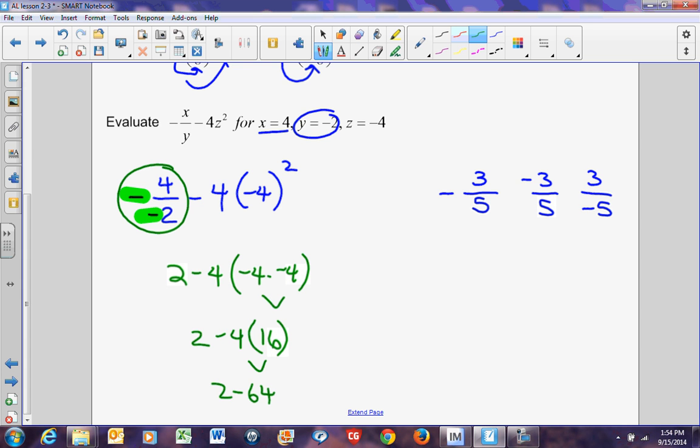2 minus 64, and we do know how to add and subtract positive and negative numbers. That ends up being negative 62. So you need to be careful to make sure that you understand that as soon as a fraction has one negative sign, it's negative. If it has 2 negative signs, it is indeed positive.